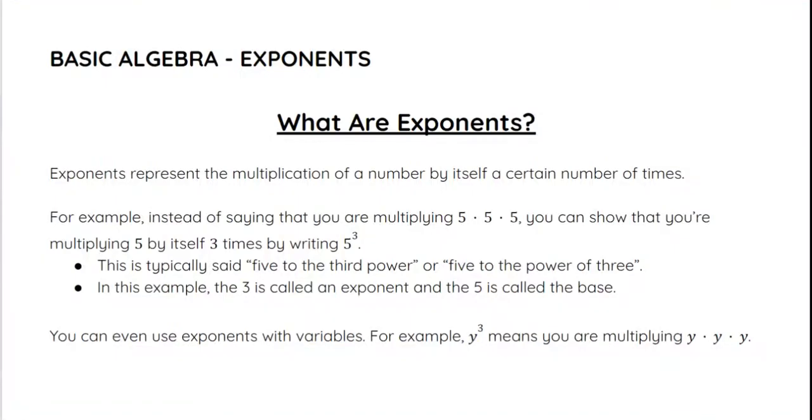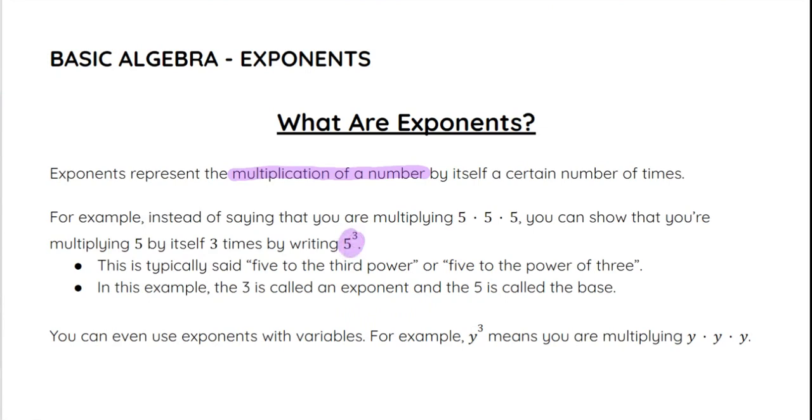Hey there, in this video we are going to look at what an exponent is, what it means, and how we can evaluate a basic base with an exponent. So exponents really represent multiplication of a number by itself a certain number of times. Specifically, whatever the exponent is tells you how many times you multiply the base by. So for example, instead of writing out 5 times 5 times 5, we can write 5 to the third power.